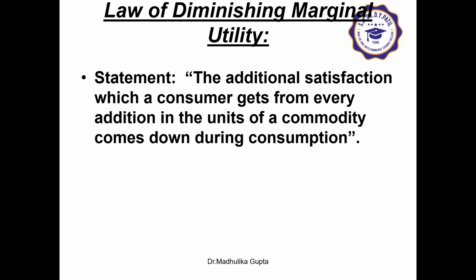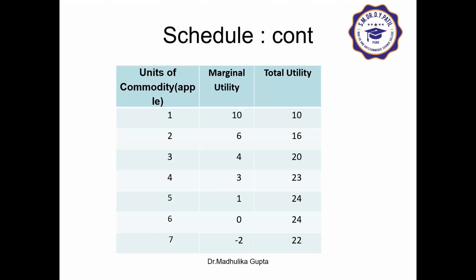So as the amount consumed of a good increases, the marginal utility of the good tends to decrease. You can use the same table over here to explain the law in the examination. The same table that is given over here, you can use to explain the law of diminishing marginal utility. So in short, the law of diminishing marginal utility states that, other things being equal, when we go on consuming additional units of a commodity, the marginal utility from each successive unit of that commodity goes on diminishing. See, 10, 6, 4, 3, 1, 0, minus. That is the law of diminishing marginal utility.